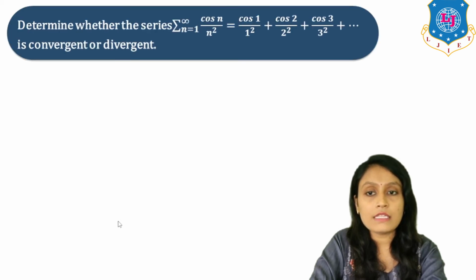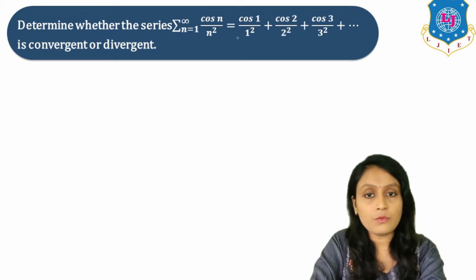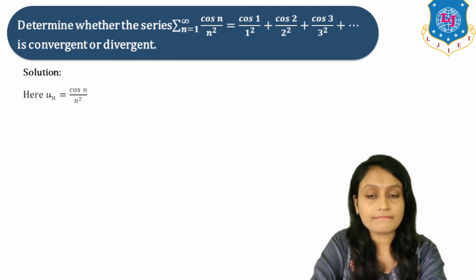Now let's see one more example. Determine whether the series Σ cos n/n² is convergent or divergent. Just expand it. Firstly, substitute n equal to 1. You will get cos 1/1² plus, next, cos 2/2², and so on. So let's begin with the solution.